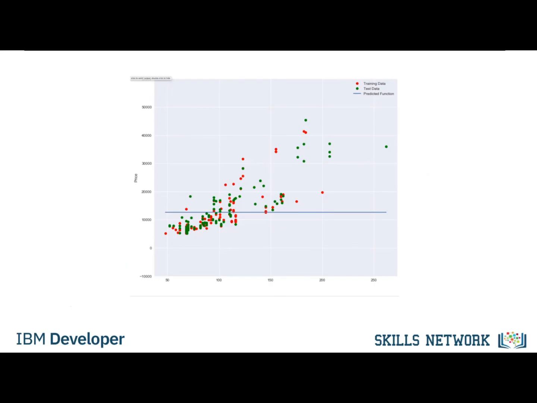Let's try different order polynomials on the real data using horsepower. The red points represent the training data. The green points represent the test data.